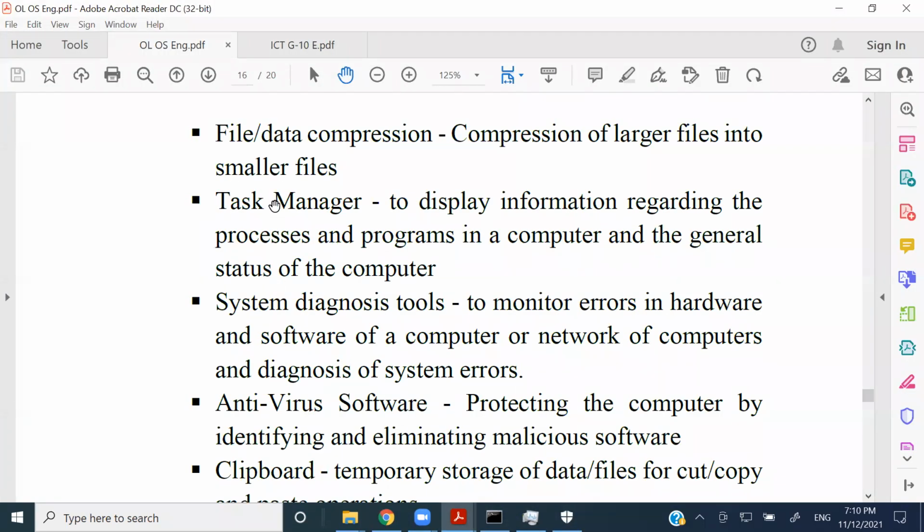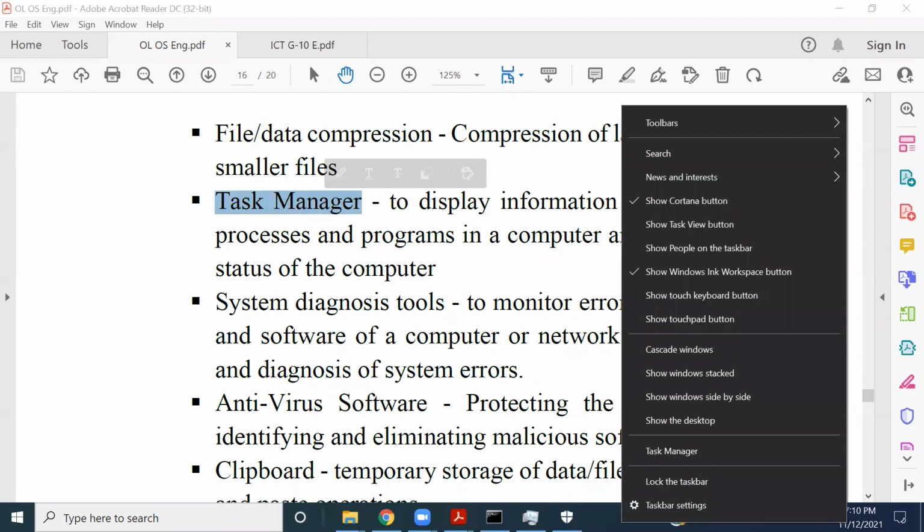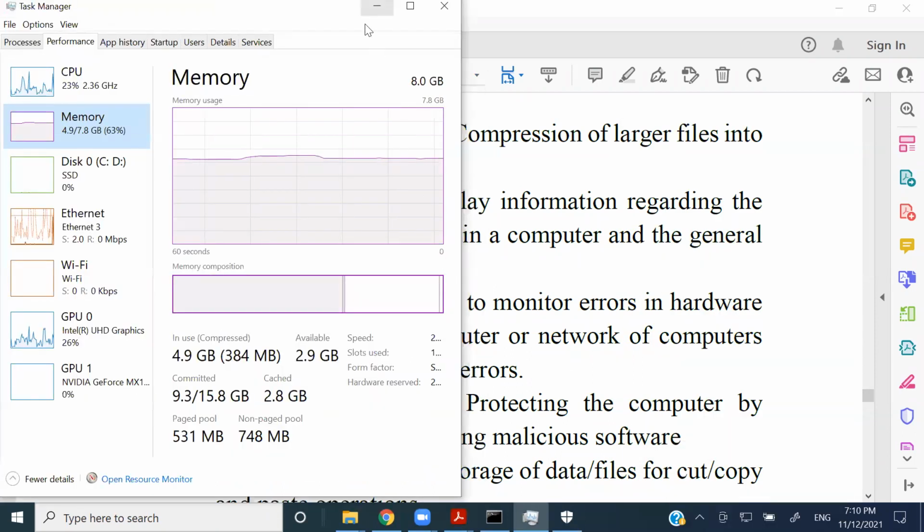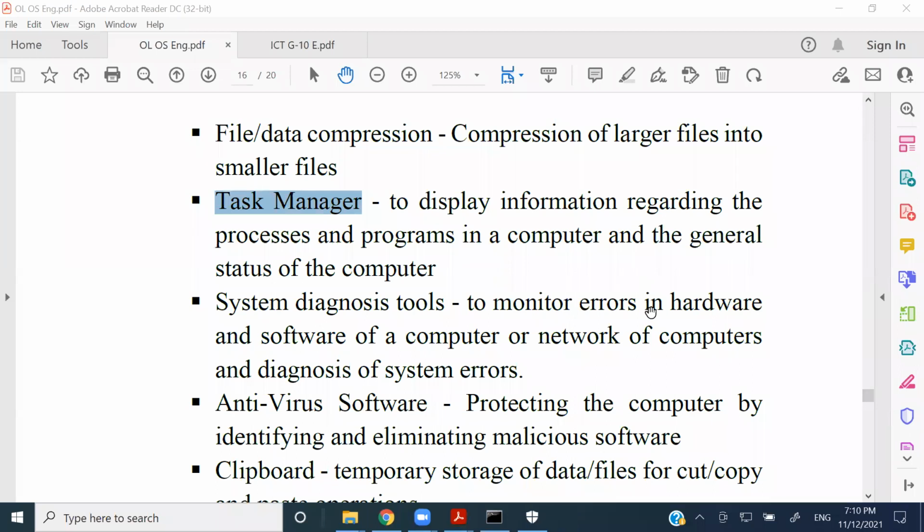And task manager, we talk about that next. When you right click on the taskbar and go to task manager, you can open it, or by using the Control-Alt-Delete keys, you can open the task manager as well. It will display the tasks and processes which are going on in the computer for the moment, and some other details regarding the memory, CPU, the graphics cards, and all these things, right? And system diagnosis tools.